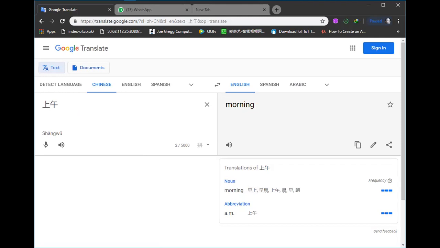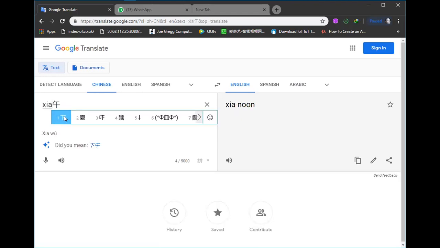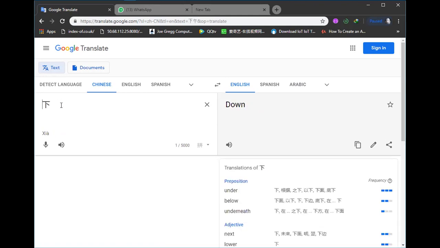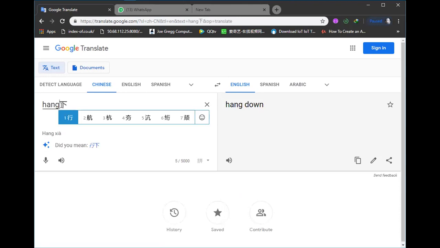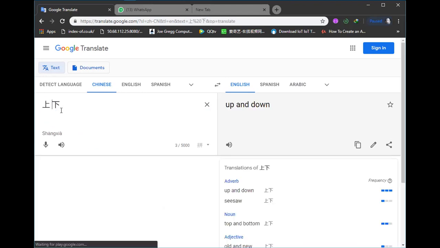It's like AM. You see, Shang Wu. But the opposite of shang now is xia. Xia. This one here. It looks down. Okay, let's put them together so that you can see them together. Shang here and xia. You see, this is up, down. Okay, shang, xia, shang, xia, up, down.